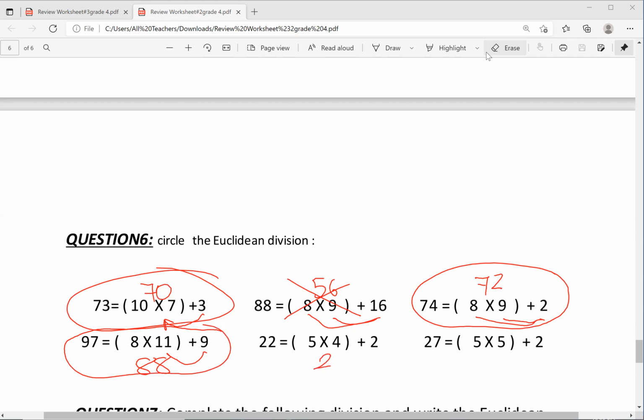5 times 4 is 20. 20 plus 2 is 22, and 2 is less than 4, so it works out. 5 times 5 is 25, plus 2 is 27. 2 is less than 5, so it works out.